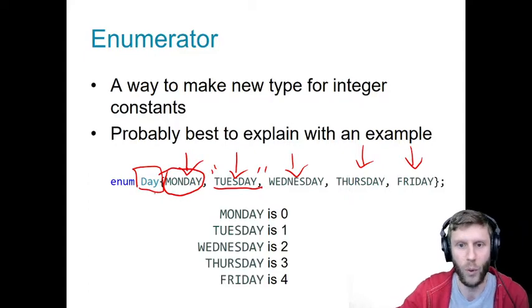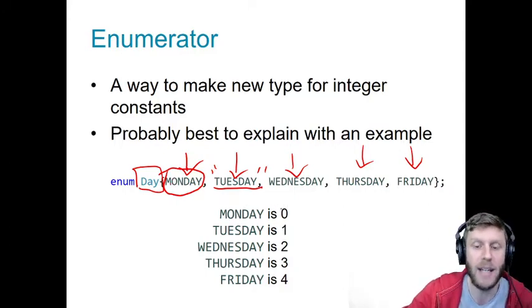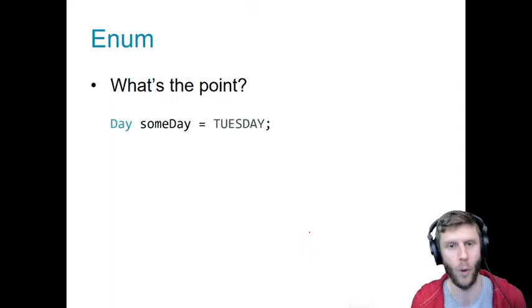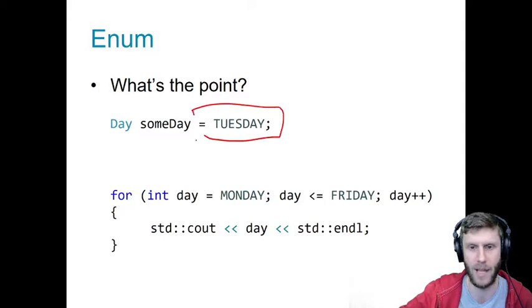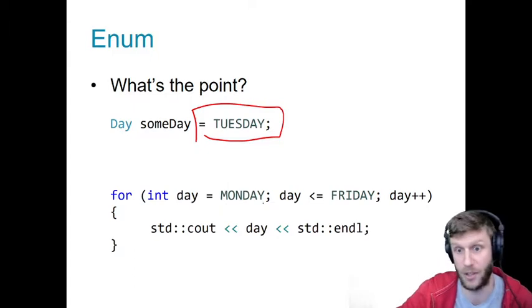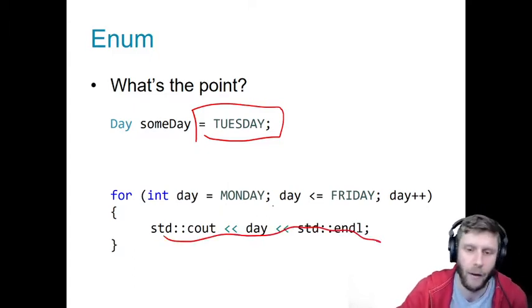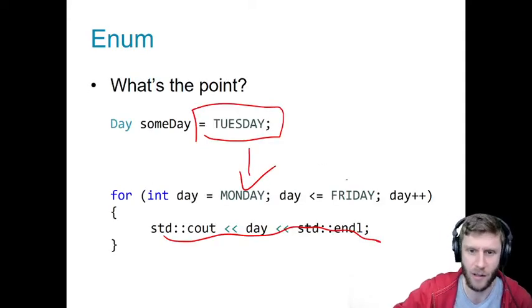So really what it's doing is, we have a day, and Monday is a variable that means 0. Tuesday is 1, Wednesday's 2, Thursday's 3, Friday's 4. So what's the point? Well, let's say I made something like this: Day someday equals Tuesday. I can say for int day equals Monday, day is less than or equal to Friday, do something, print out the day. That might seem silly, but then again, look how readable this code is.